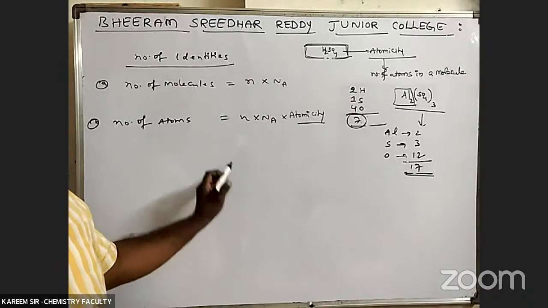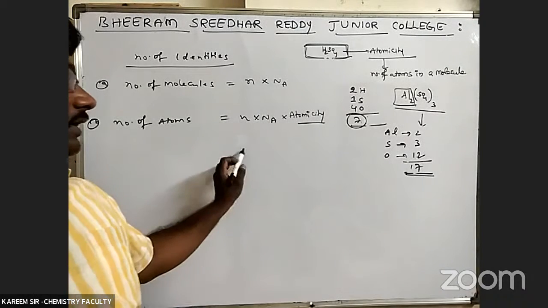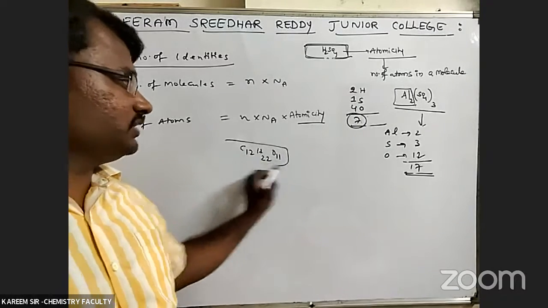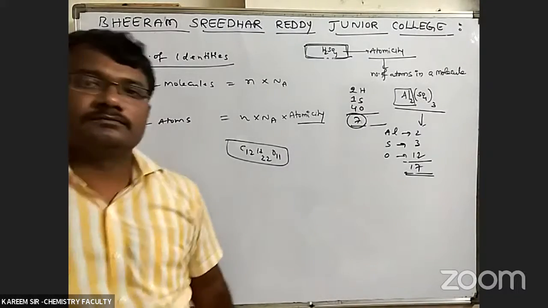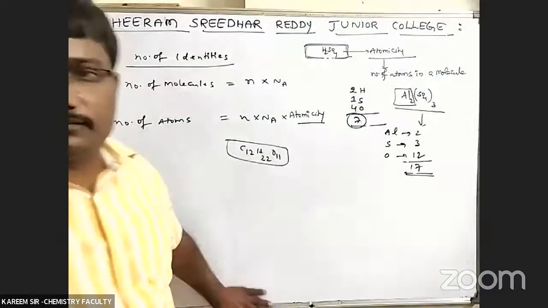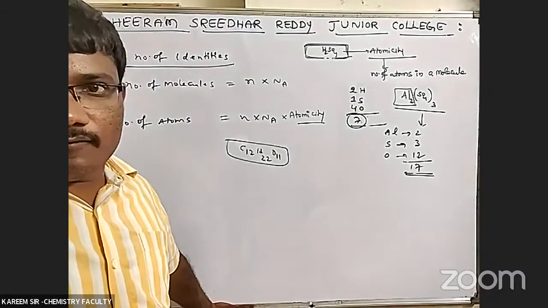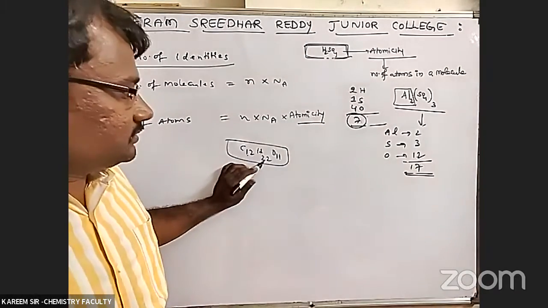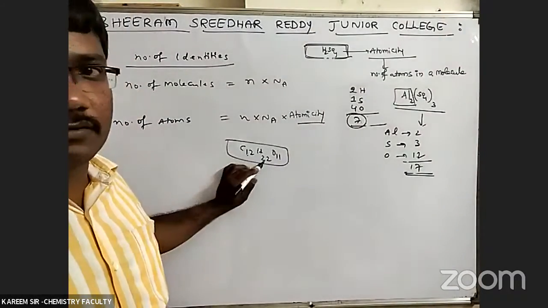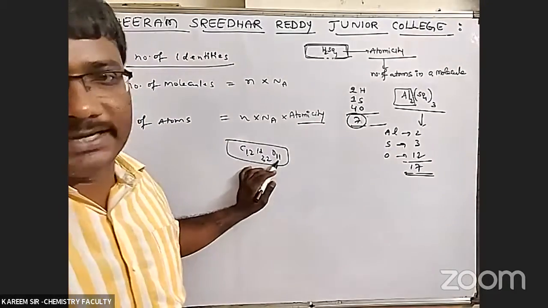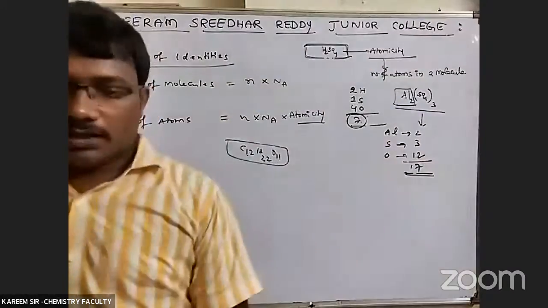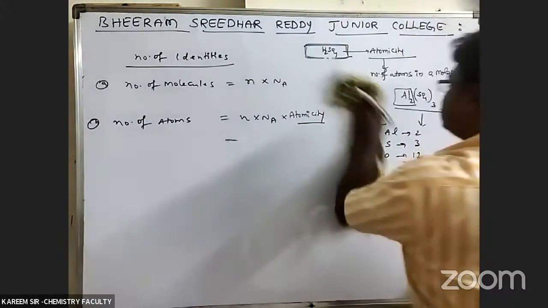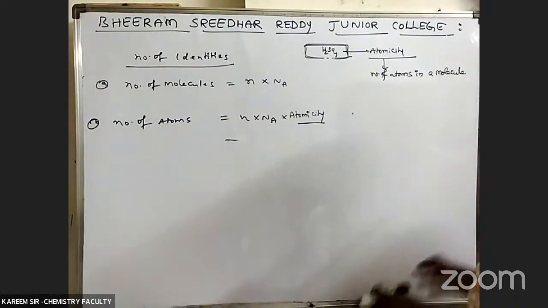So suppose C12H22O11, tell me its atomicity. 45, sir. 45. 12 plus 22 is 34, plus 11 is 45, right? So like that you should calculate the number of atoms, how many.